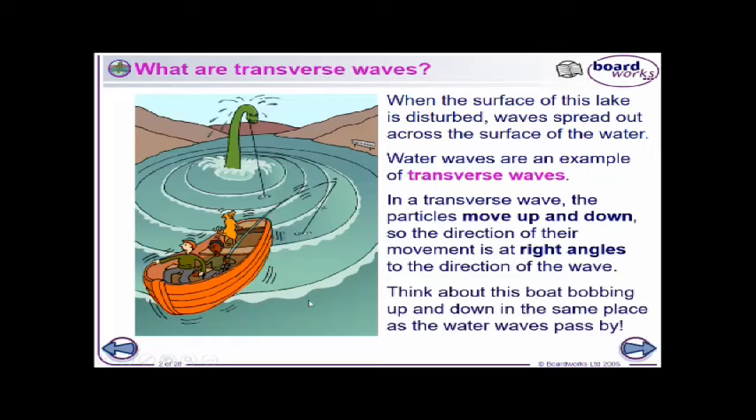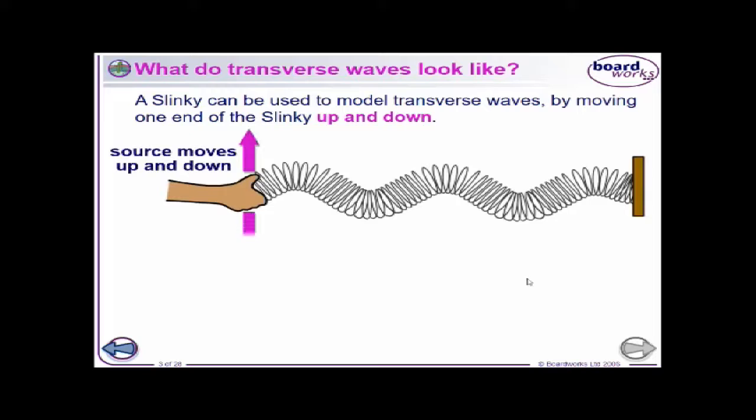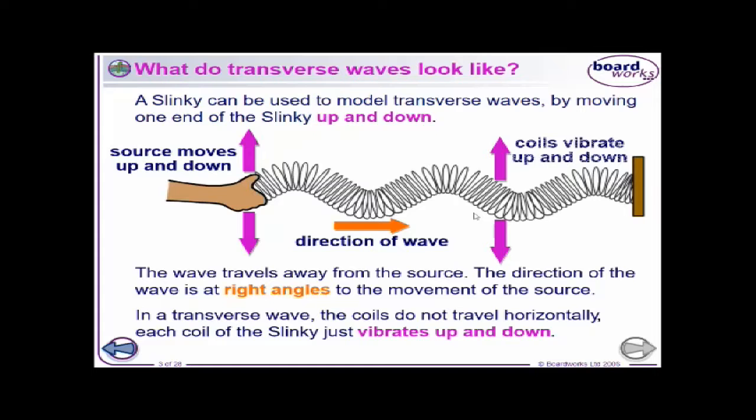And in a transverse wave, this up and down vibration is perpendicular to the direction that the wave is travelling. So, the best demo is a slinky. If we're moving our hand up and down to make waves on the slinky, and the wave is travelling in this direction, then it's a transverse wave because the vibration up and down is perpendicular, 90 degrees, to the direction the wave is travelling, or at right angles.